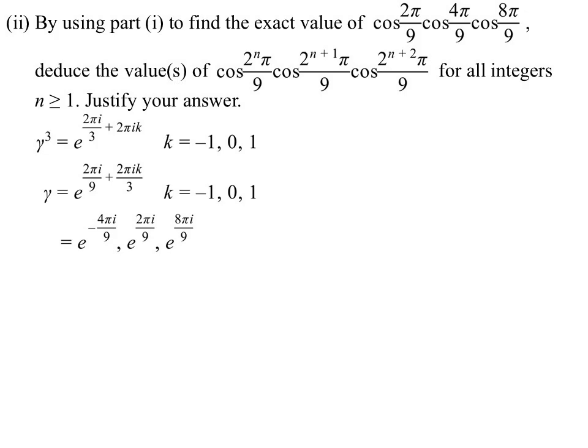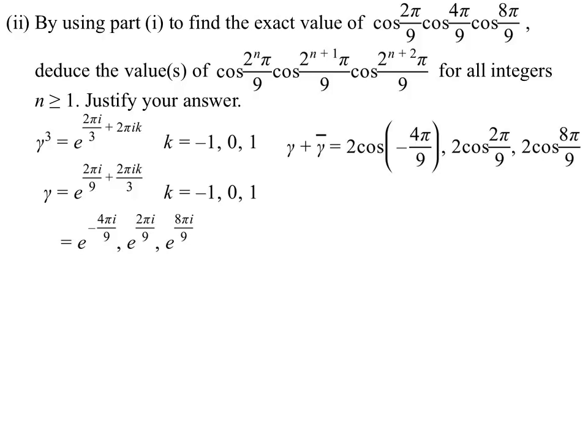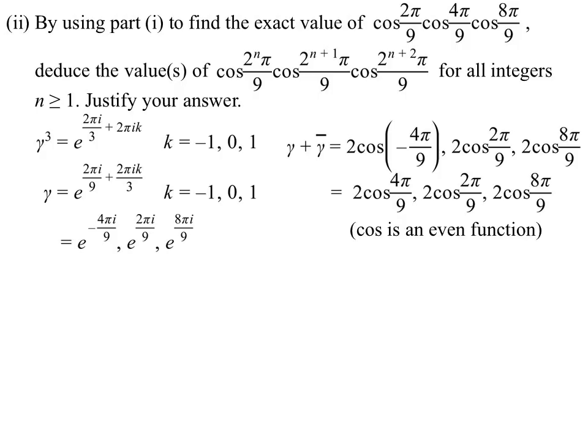They are indeed 9th roots of unity. Obviously it's not all 9 of them. There's 3 of the 9th roots of unity sitting there. Well, gamma plus gamma conjugate then would become twice the real part on all those. So 2 cos minus 4 pi on 9, 2 cos 2 pi on 9, 2 cos 8 pi on 9. Well, looking at what we want, I don't want -4 pi on 9, but cos is an even function, so I can change that to be 2 cos 4 pi on 9, and I've got the 3 things that they want. Excellent. So gamma plus gamma conjugate are those 3 possibilities.